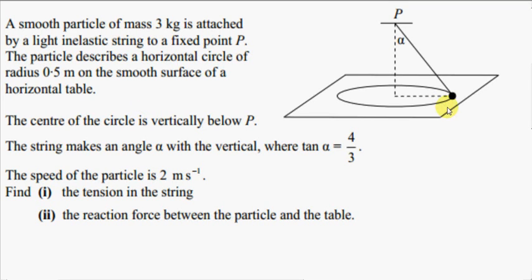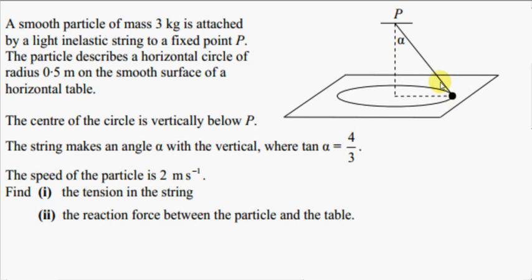A smooth particle of mass 3 kilograms is attached by a light inelastic string to a point P. The particle describes a horizontal circle of radius 0.5 meters on the smooth surface of a horizontal table. The center of the circle is vertically below P. The string makes an angle alpha with the vertical, where tan alpha is 4/3. The speed of the particle is 2 meters per second. We are going to get the tension in the string.